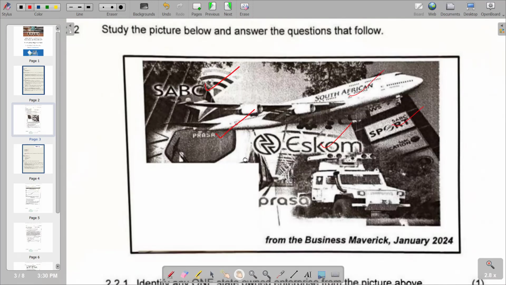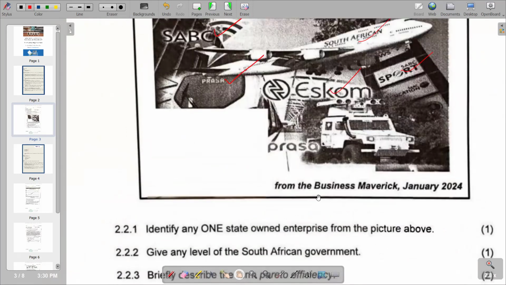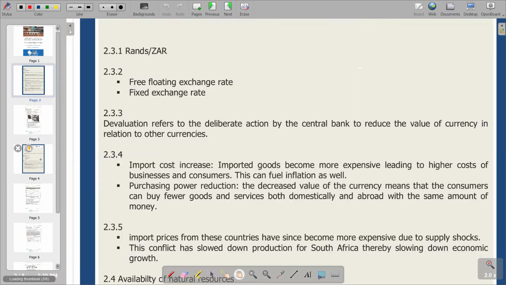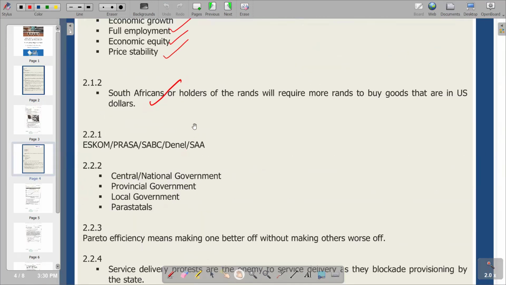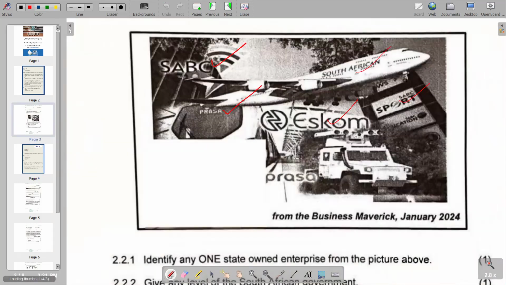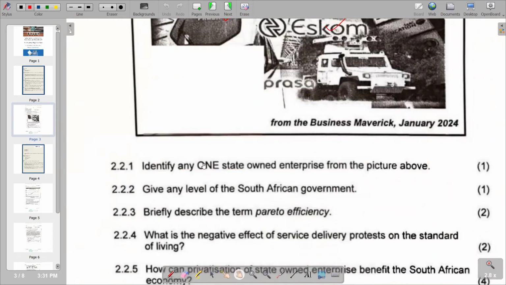I believe that it reads, identify any one state-owned enterprise from the picture above. And we can see that we've got various state-owned enterprises that we can pick there. We have got SABC, we have got ESCOM. So we have them stated again in our other section whereby we are saying we have ESCOM, PRASA, SABC, and Transnet again is there, and then the SAA. So these are the state-owned enterprises that are stated there. Then our question only requires one, so you can only state one.